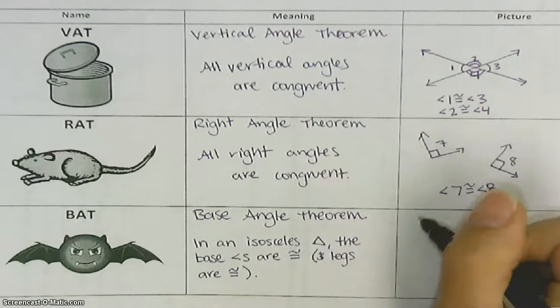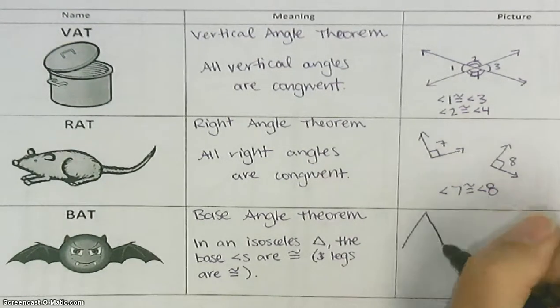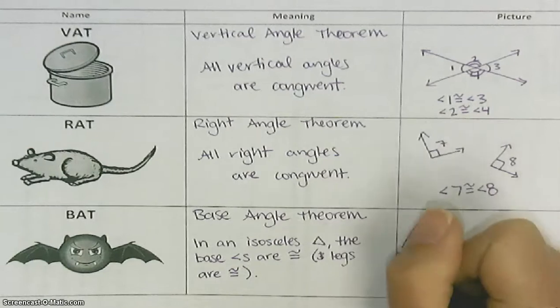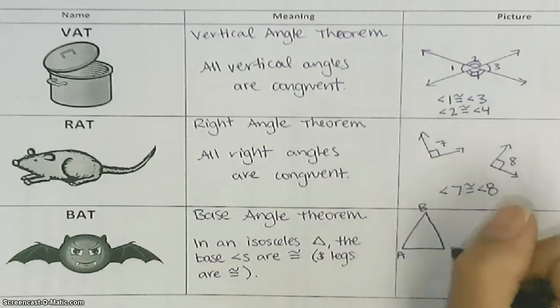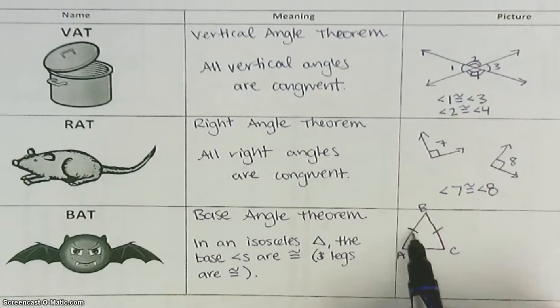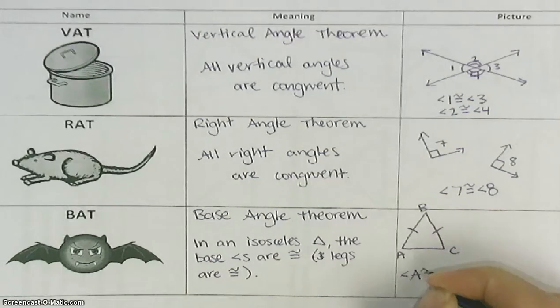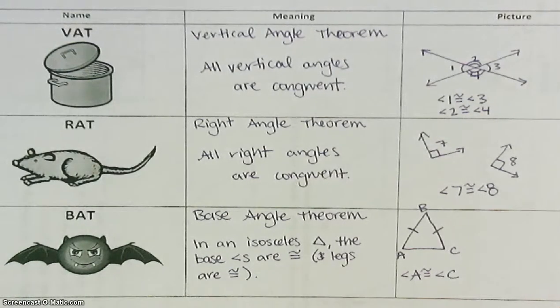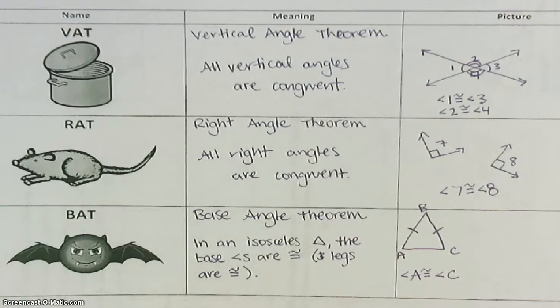So we'll do 2 different examples. So in this picture, let's call this triangle A, B, C. I see 2 legs that are equal. So according to the base angle theorem, if 2 legs are equal, the base angles are equal. So there's one application of the base angle theorem.